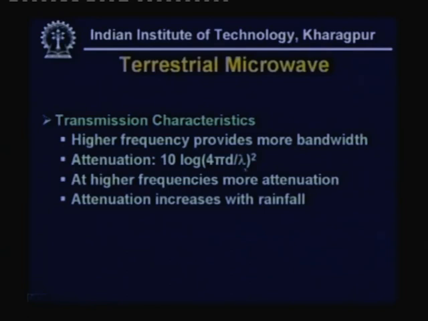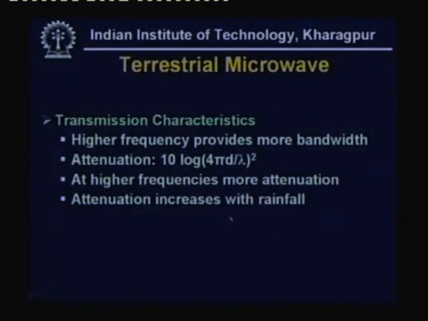That means higher frequency signals are attenuated more. However, higher frequency signals provide more bandwidth. That means we prefer to use higher frequency for communication, because it gives you higher bandwidth, but higher frequency gives you more attenuation. So, it is some kind of trade off, and you have to judiciously select the frequency, so that you do not have much attenuation, at the same time you can get reasonably good bandwidth.